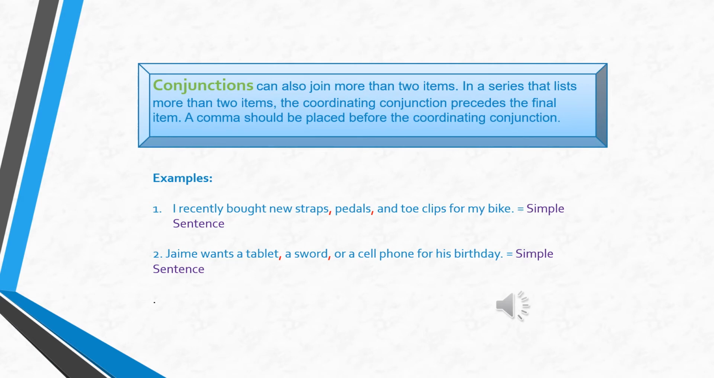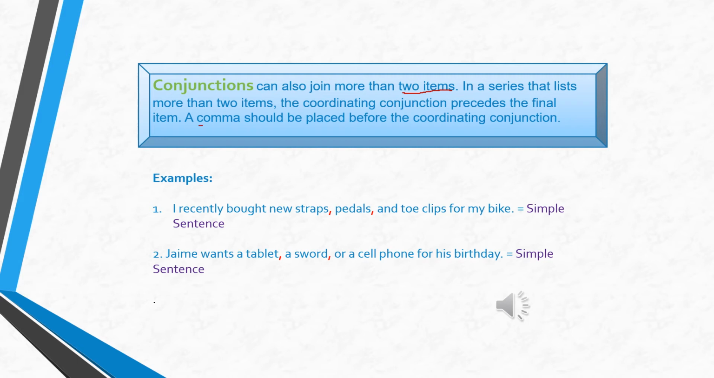And my last slide showing you the different type of examples with simple sentences, but different combinations of nouns and phrases joined by conjunction will be this slide. And let's read this together again. So conjunctions can also join more than two items. In a series that lists more than two items, the coordinating conjunction precedes the final item. A comma should be placed before the coordinating conjunction.